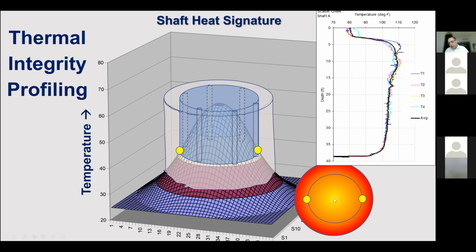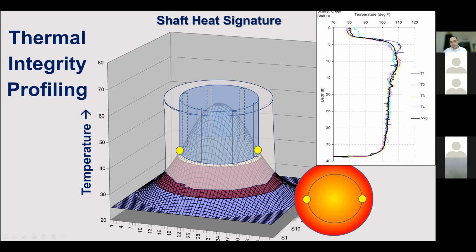The core of the shaft, of course, has the highest temperature, and this temperature reduces as you move away from the center. So at these 2 points, if they are placed in the right location and the shaft is uniform and doesn't have any anomalies, you expect the recorded temperature along the depth of the shaft to coincide with each other. So you expect to have a vertical line of thermal measurements.